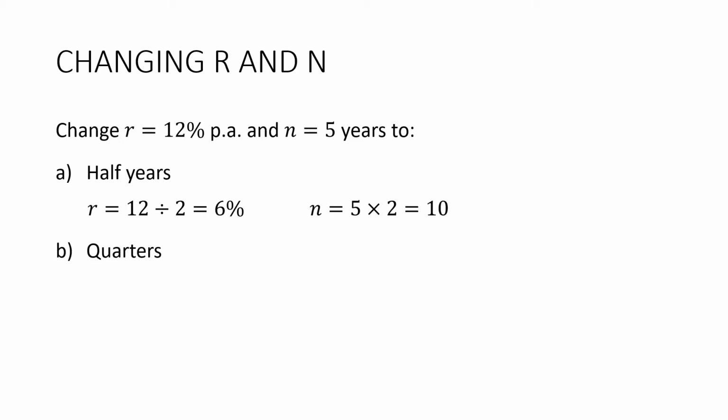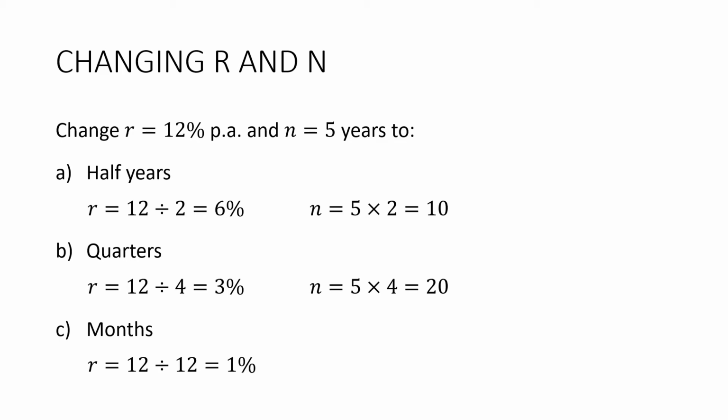What about we change it to quarters now? So I want a quarter of 12%, or 12 divided by 4, which is 3%. And how many quarters are there in 5 years? 5 times 4, which is 20. And then finally into months. So 12% per annum to a monthly rate is 12 divided by 12, isn't it? It's 1%. And how many months in 5 years? It's 12 times 5, which is 60.